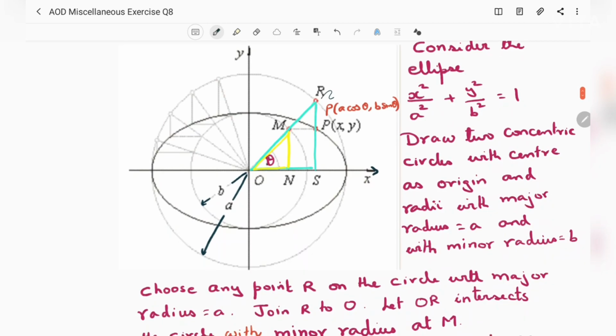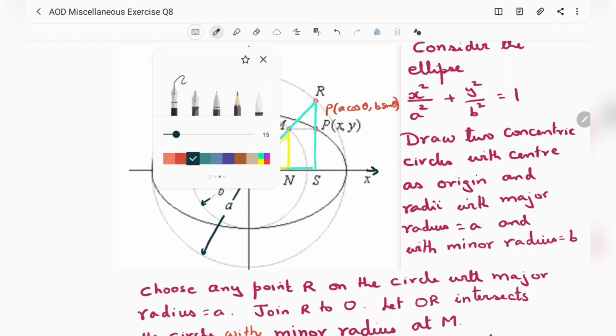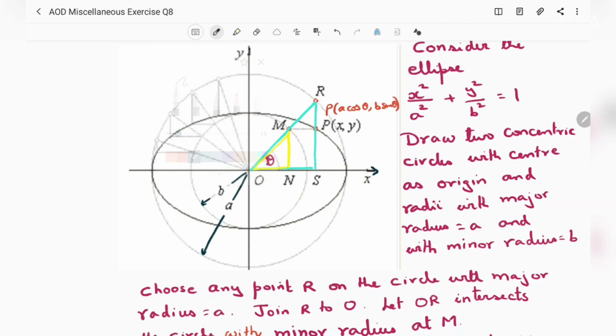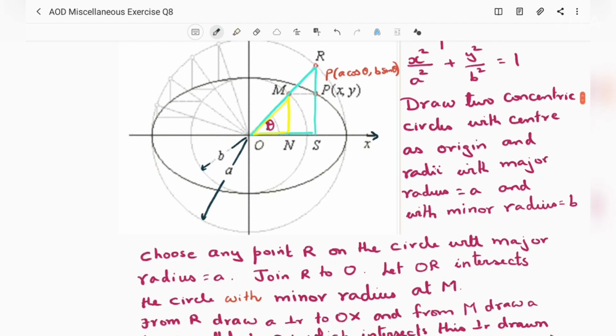Now, choose any point R on the circle with major radius a. Now, join R to O. Let OR intersect the circle with minor radius b at M. So, this R, which is a point on the bigger circle, is joined to O, and this line joining OR is intersecting the circle with minor radius b at point M.